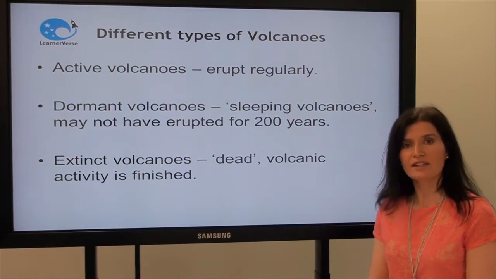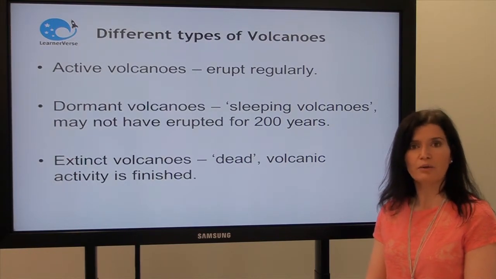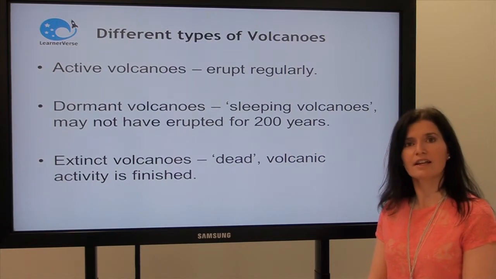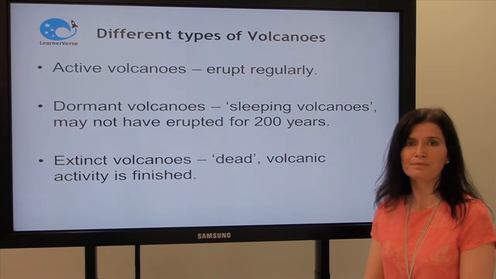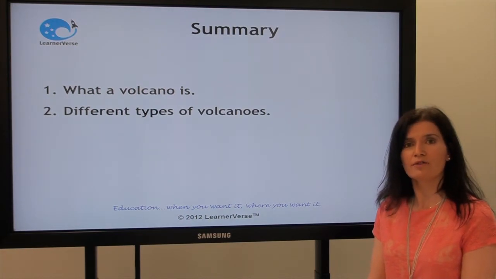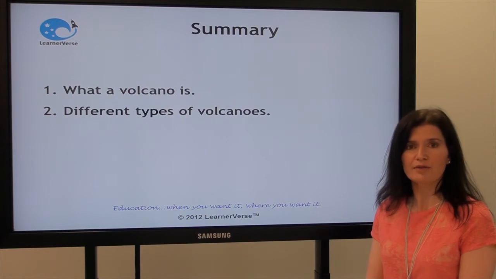Two examples of extinct volcanoes in Britain are Snowdon in the Snowdonia Range, and in Edinburgh, where you have the castle sitting on the top of the hill. That is a volcanic plug of an extinct volcano. So hopefully during this lesson you've learned what a volcano is and where they're found, and had a look at the different types of volcanoes.